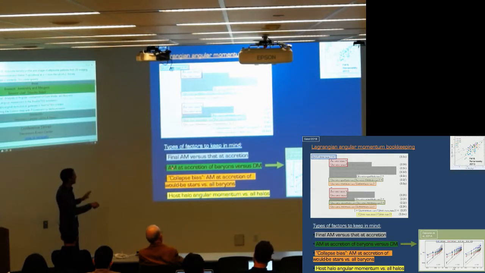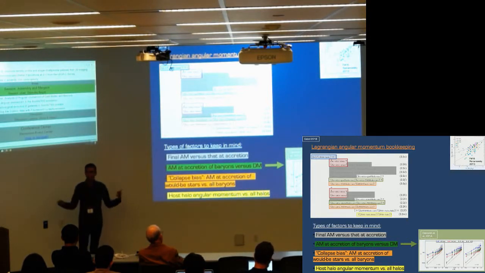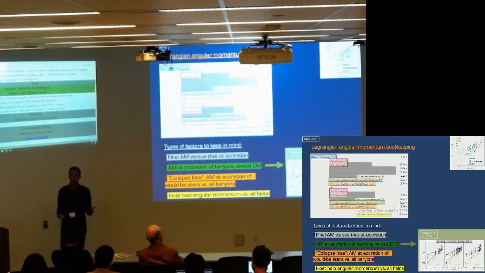So we have the angular momentum at the time of accretion of the baryons with respect to dark matter. An example that suggested this may be even a factor of 2 off is Danovich et al. 2014, where they showed that around the virial radius, the gas actually has up to even twice as much specific angular momentum as dark matter.